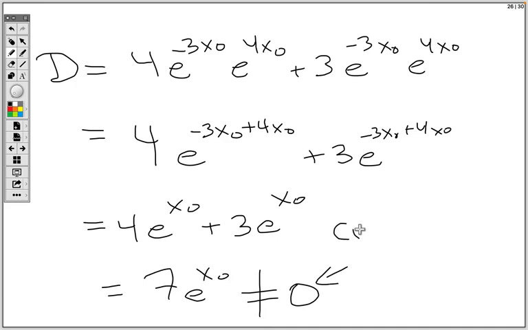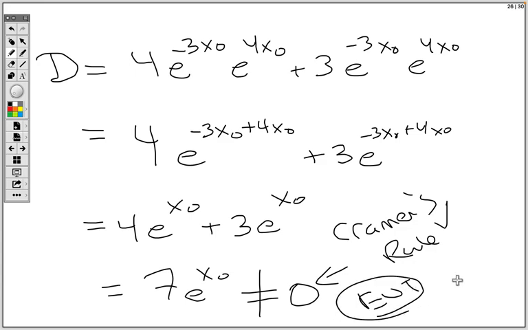And so Cramer's rule kicks in. It says that there's only one solution, right? So Cramer's rule is an existence and uniqueness theorem for that system of linear equations. This tells us that no matter what we pick for x0, k0, and k1, we're guaranteed a unique solution for C1 and C2 that's going to match those initial conditions. Okay?